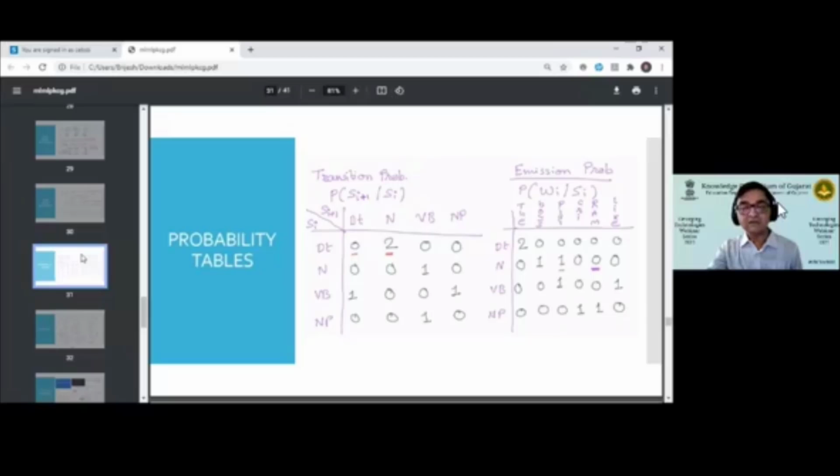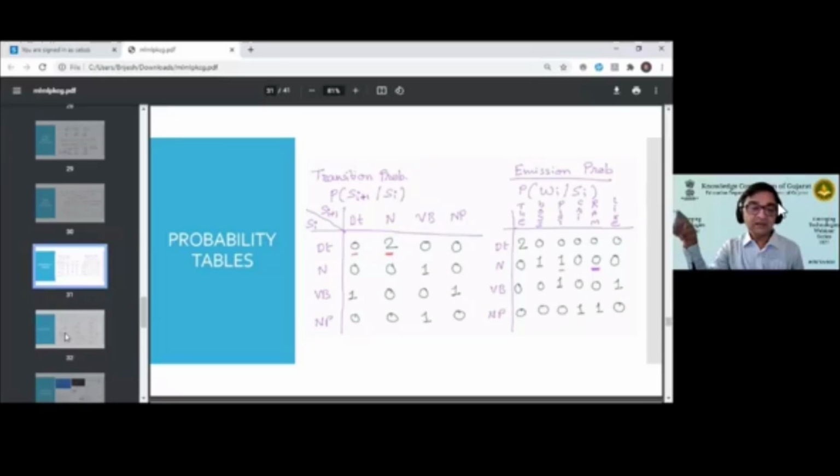So we look at the corpus, we calculate how many times determiner followed determiner, how many times noun followed determiner, how many times verb followed determiner, and create this table called transition probability table. Similarly, we look at the word and see how many times the word was assigned a particular part of speech. Like, the was assigned determiner tag twice, boys was assigned noun tag once, and so on, to create this emission probability table. Of course, this is a very small example, but on a large data set the numbers will be bigger, and it is also normalized, so it becomes a probability in the range of 0 to 1.